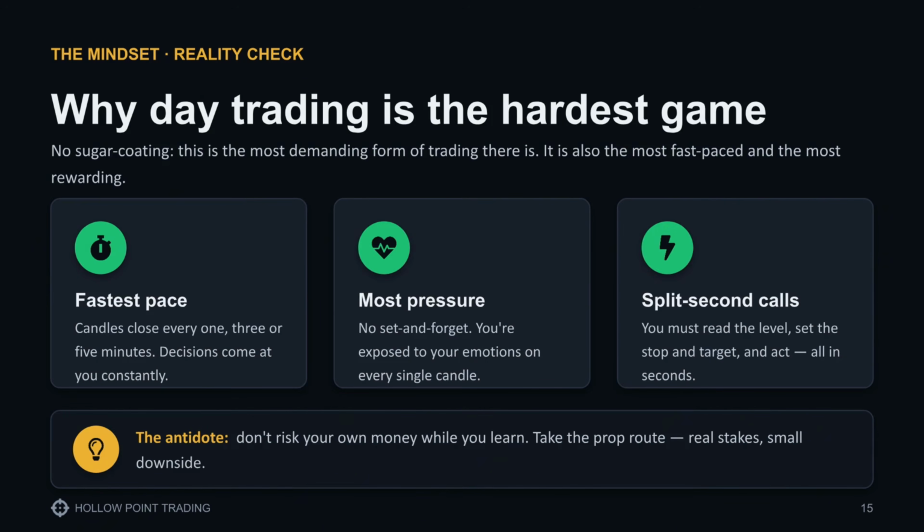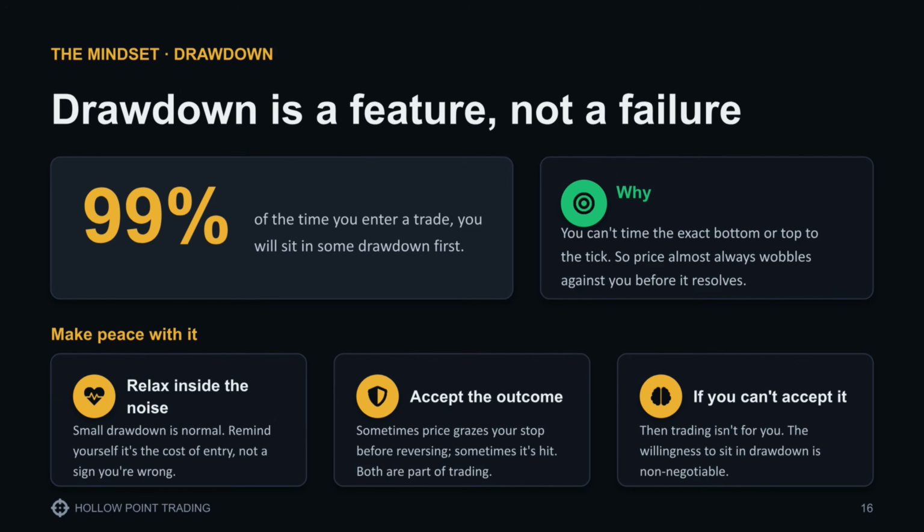Why is day trading the hardest game? It's the most demanding, fast-paced, and high-pressure environment there is. You must make split-second decisions on every candle. The antidote to the financial risk is to use the prop firm route, where you trade with real stakes but a small personal downside. Next, let's talk about drawdown.